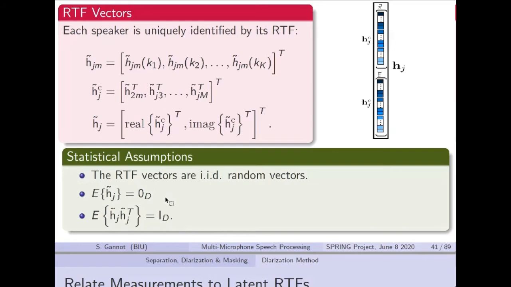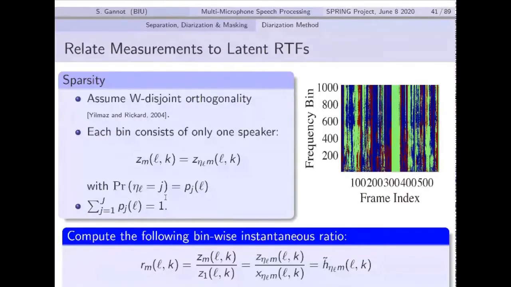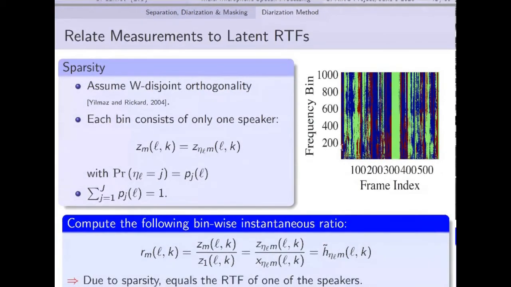Now, we start with a very important concept which we use a lot, also in this work, but also in other works, which is called the W-Disjoint Orthogonality assumption by Yilmaz and Rickard more than 15 years ago. And what they claimed is that if we look at the spectrogram that you can see here, then this is a spectrogram of several sources together. Then each time-frequency bin, according to this assumption, is dominated by a single speaker. I'm not saying that the other speakers are inactive, they are active, however, there is only one dominant speaker.